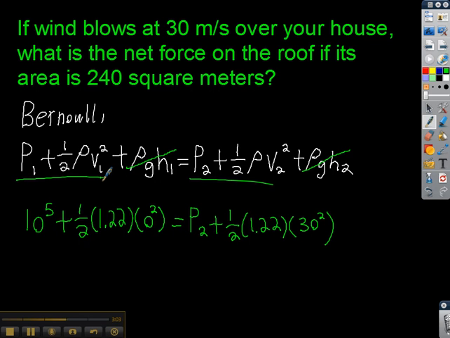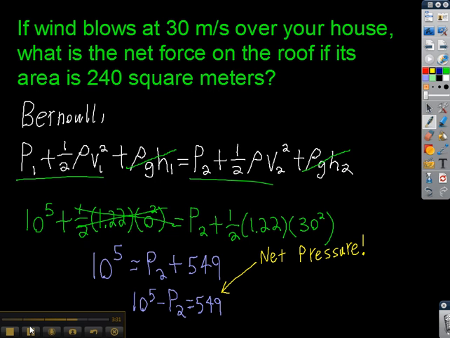It's going to have the usual pressure because nothing's going on. So 1 atmosphere, 10 to the 5th pascals. Plus the velocity term, so 1/2, the density of air is 1.22, times the velocity, which is 0. So this thing actually dies, and we don't care about it. Now we look at the stuff going on over the roof. You've got pressure. We don't know what it is. We're kind of looking for it. Plus the 1/2 density times velocity squared term.